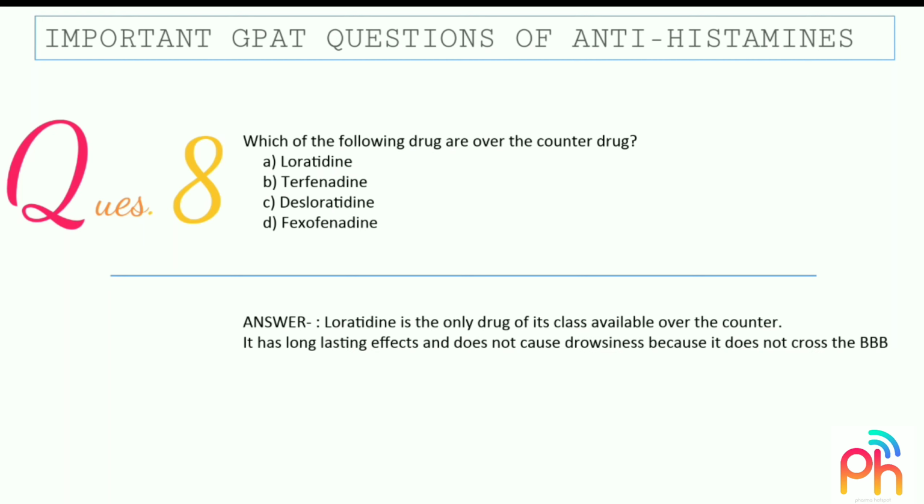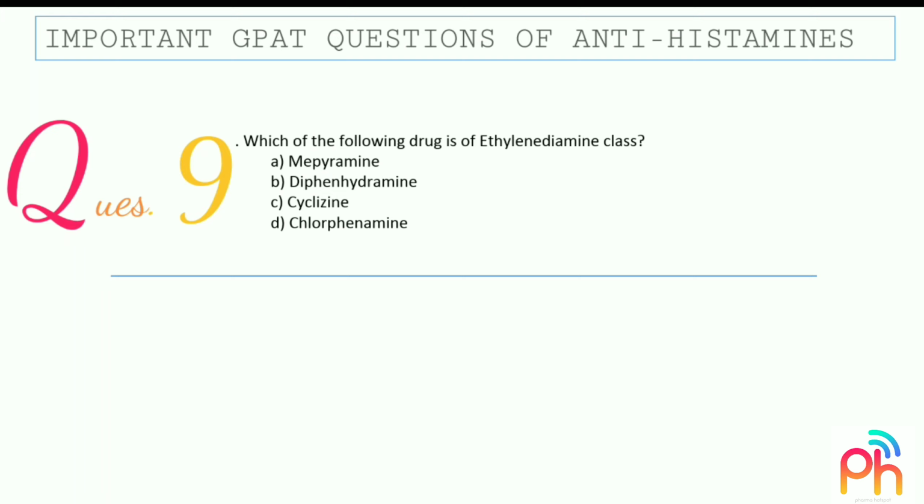Loratadine is the only drug of its class available over the counter. It has long lasting effects and does not cause drowsiness because it doesn't cross the BBB, which is the blood brain barrier. So if the drug doesn't cross the blood brain barrier, most of the CNS effects are reduced. So loratadine is the correct one.